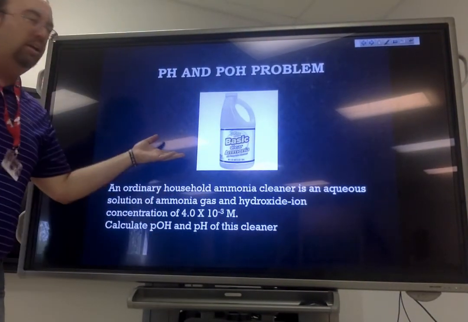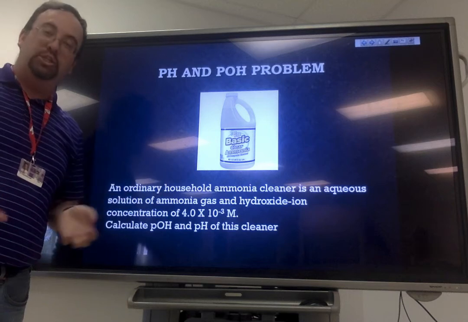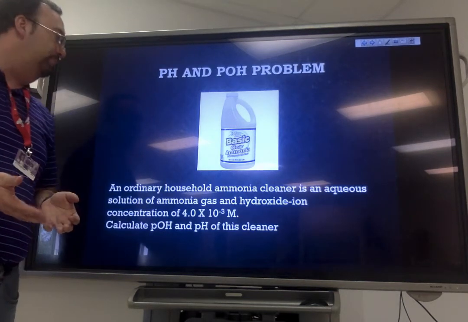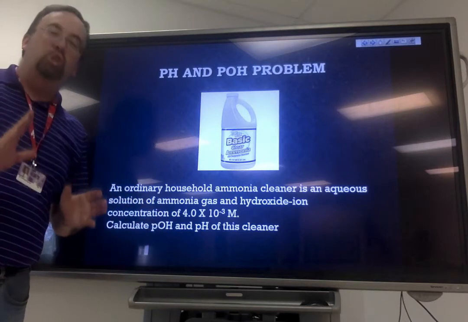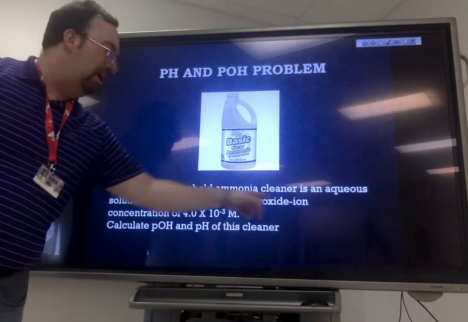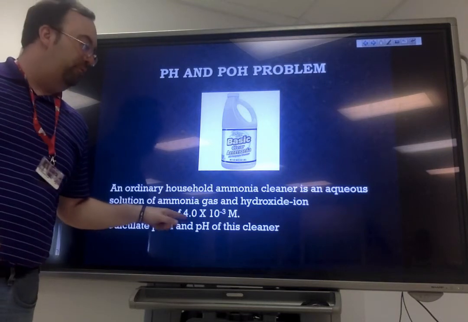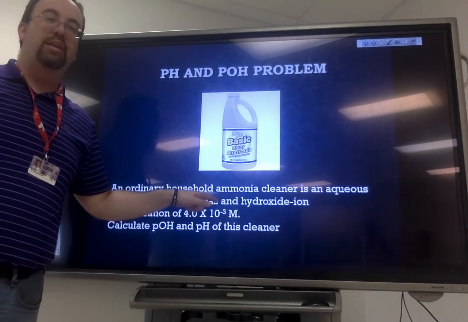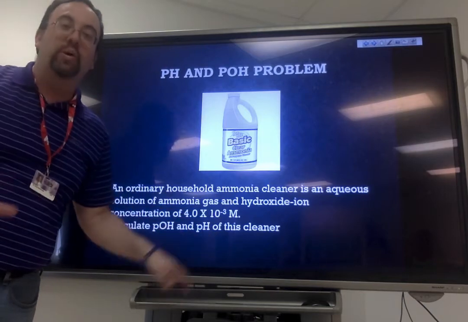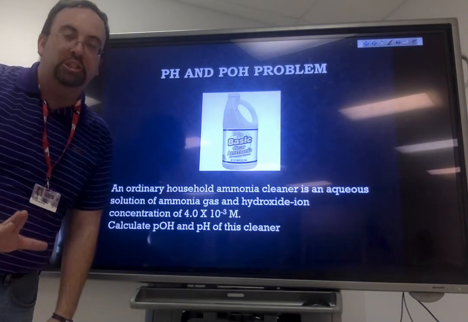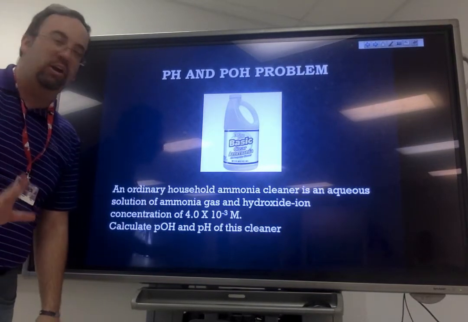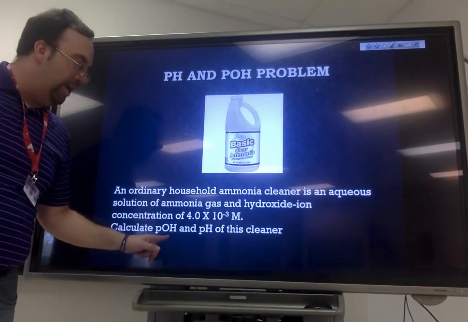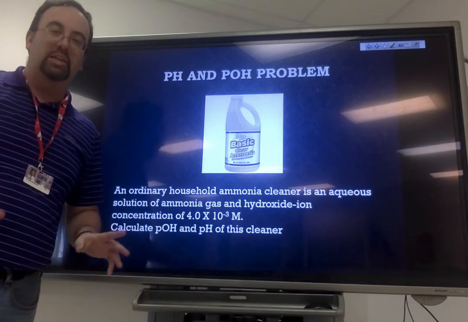Here we have common everyday ammonia, which again, as you remember, is used in cleaning products. It contains a solution of ammonia gas, and we're told that the hydroxide ion concentration is 4.0 times 10 to the negative 3 molar. So again, remember, all the concentrations in this chapter are expressed as molarity. And so the question here is to calculate the pOH and the pH of this cleaner.